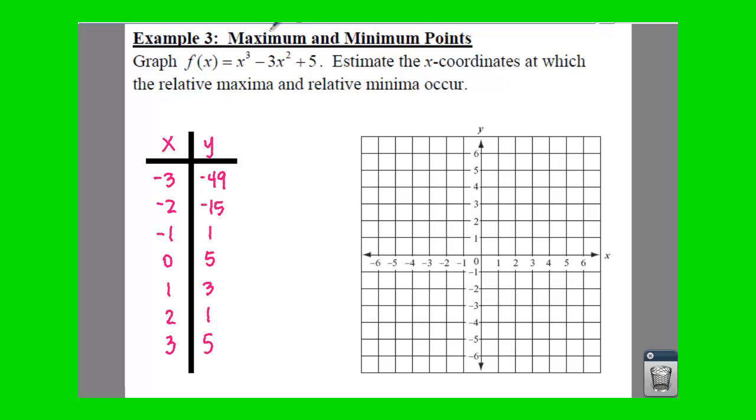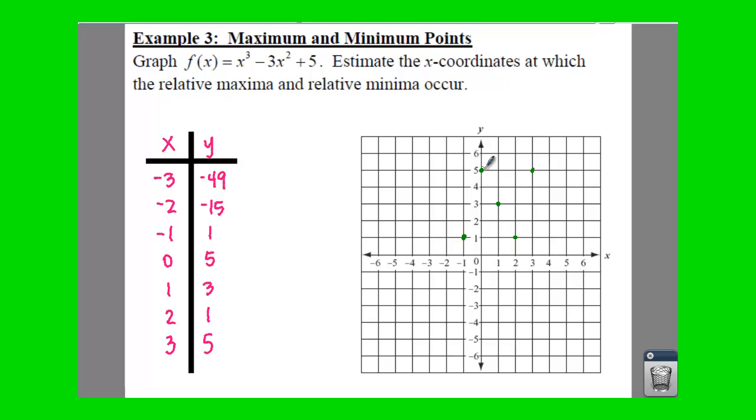So let's plot these points. So back 3 down 49. Can't really do that. Back 2 down 15. Can't really do that. Back 1, up 1. Actually, here we go. Great. 0, 5. Here we go. Over 1, up 3. And over 2, up 1. And over 3, up 5.